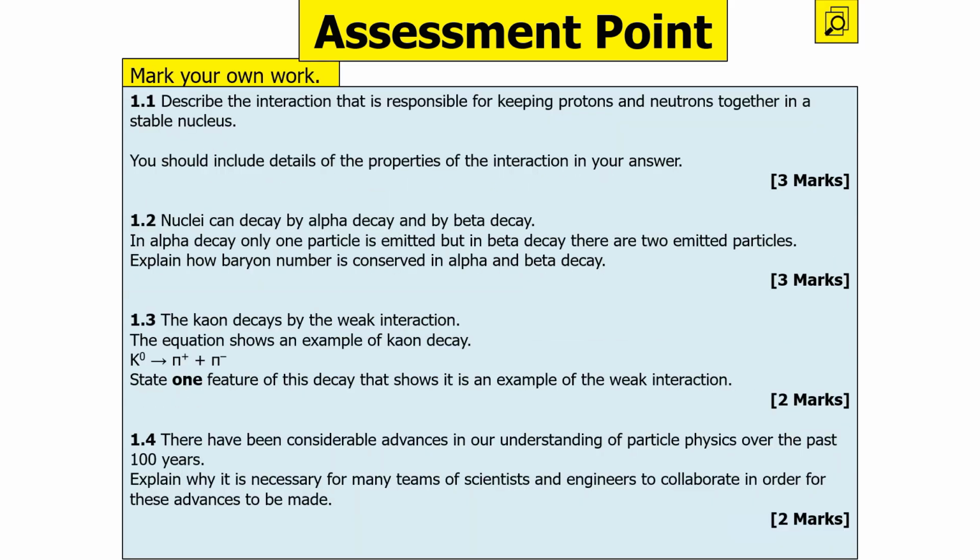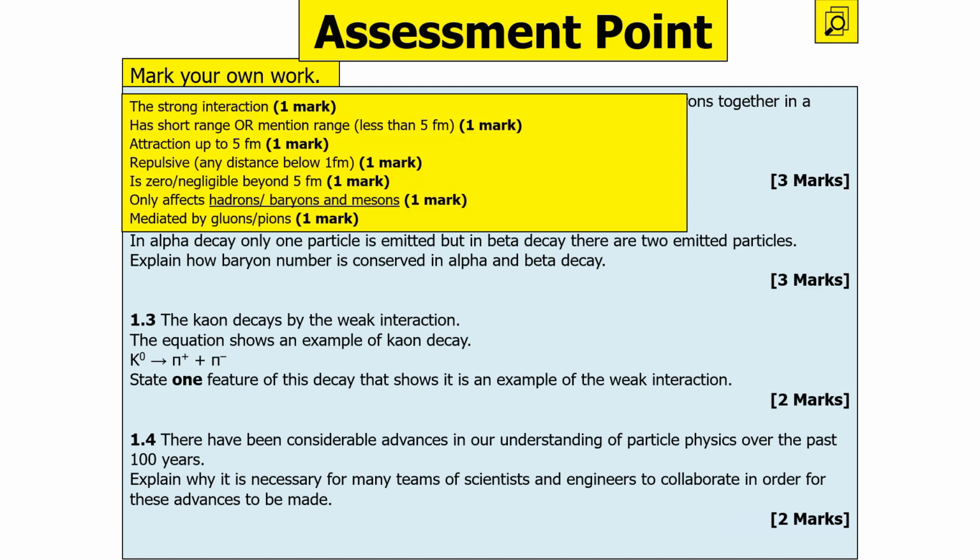Right, in this first one, what's the fact about the strong interaction? It has a short range, up to a range of 5 femtometers. It's attractive up to this point. It's repulsive at any distance below 1 femtometer. It's negligible or 0 beyond 5 femtometers. It only affects things made from quarks, hadrons, baryons and mesons, and is mediated by the gluon or the pion virtual exchange particle.